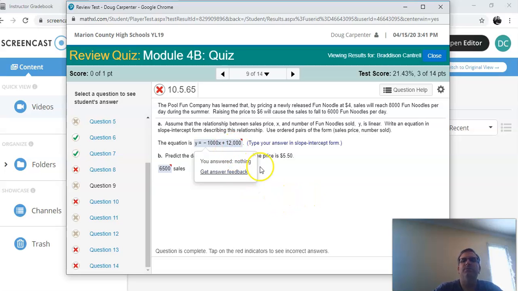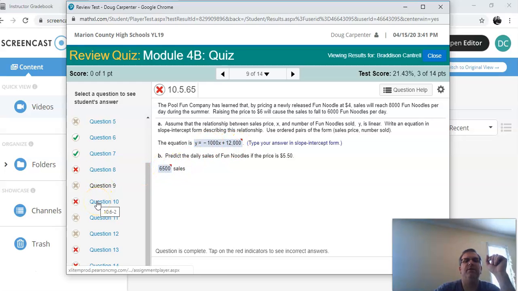All right, so now you have to find what the y-intercept is. So I'm going to plug in negative 1,000 right here. X is going to be 4, so that's going to be negative 4,000. Y is 8,000. So now I have negative 4,000 plus 8,000 is 12,000. So now I have y equals negative 1,000x plus 12,000. That's my equation. Now I take 550, plug it into x, and solve, and my answer is 6,500. Okay, question 10.